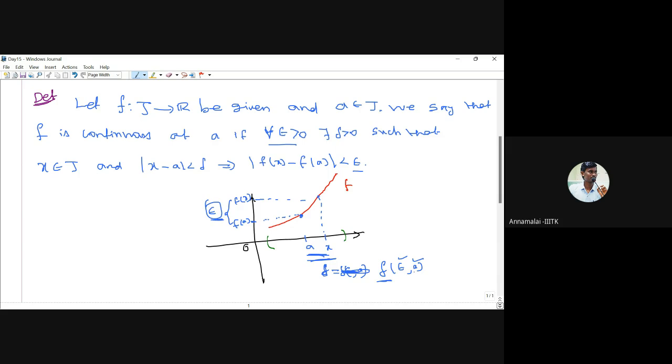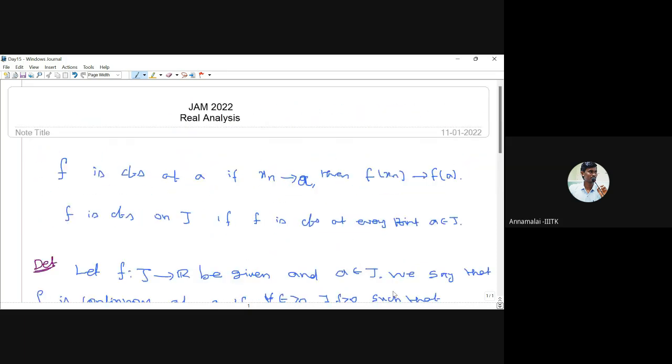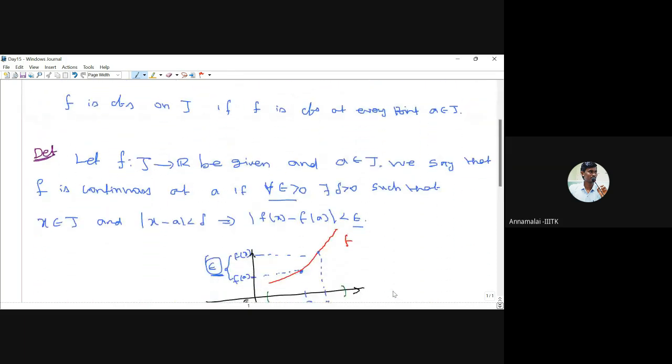Suppose the delta does not depend on the point, and only depends on epsilon, such a function is called uniformly continuous. That means a single delta works for all points, that is uniformly continuous. But continuity is nothing but, for each point we may have a different delta. So this is the meaning of continuity. Anyway, just note the definition, but it is better you use the sequence definition. Both the definitions are equivalent.